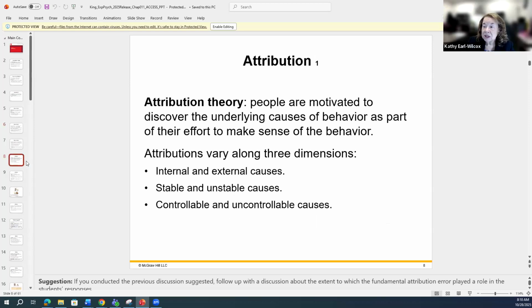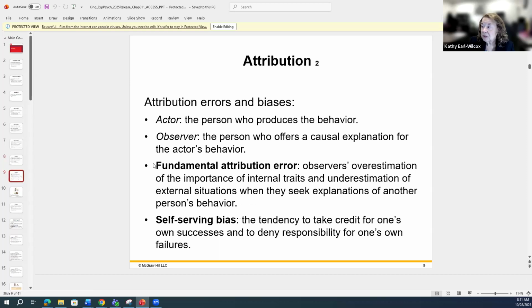Attribution theory is something you need to be familiar with. People are motivated to discover the underlying causes of behavior as part of their effort to make sense of the behavior. Attributions vary along three dimensions: internal and external causes, stable and unstable, controllable and not controllable. So attribution, putting characteristics onto a person, attributing their behavior to their culture or their race, is an issue.